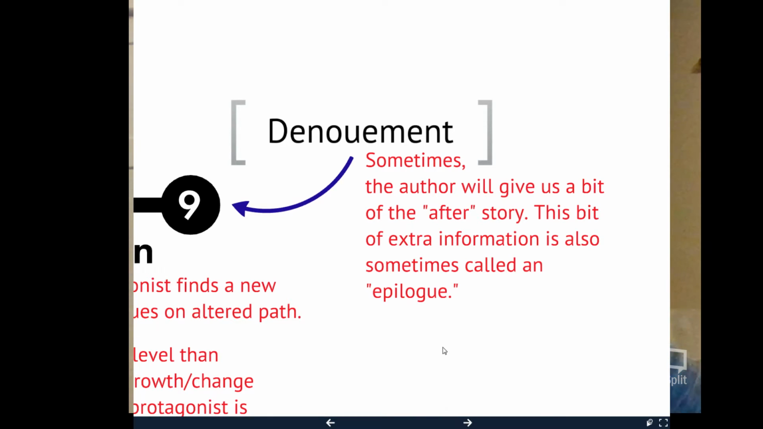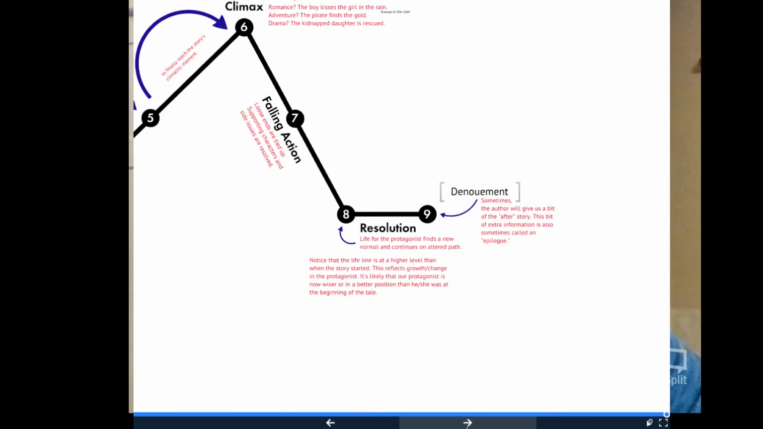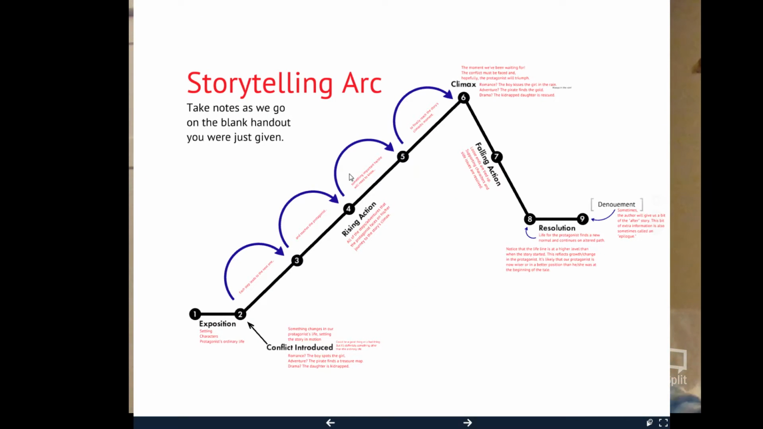See, like I said, it's sometimes called denouement. I got ahead of myself. I always do that. The author will give us a bit of the after story. This is a bit of extra information. It's also sometimes called an epilogue, which normally for us story lovers out there and storybook nerds, we get a little bit of information. And sometimes we get the next chapter of the next series. Okay, but this is the storytelling arc.